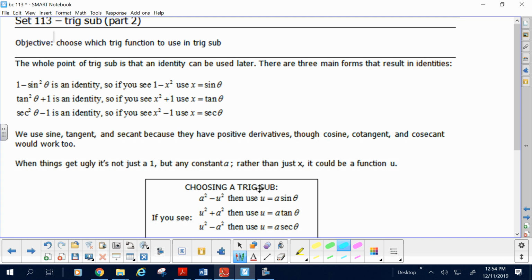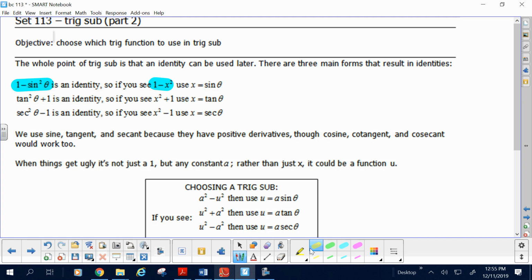Yesterday I told you what you saw when you do it. Yeah? Now today it's up to you to know what to trig sub or how to trig sub, what to choose. This is the basic idea. 1 minus sine squared is an identity. So if the problem involves 1 minus x squared, if you see subtraction in the function, you would probably use sine.